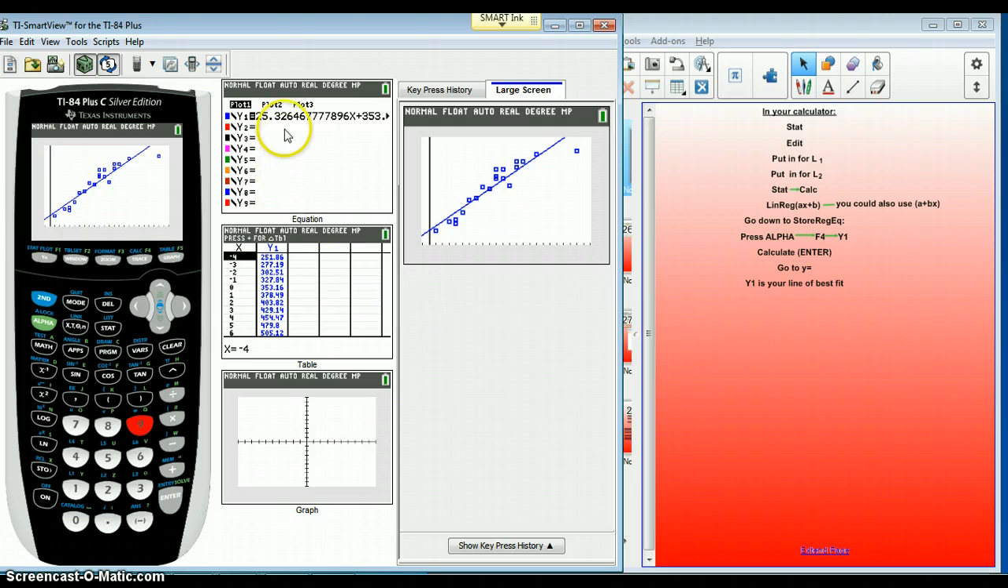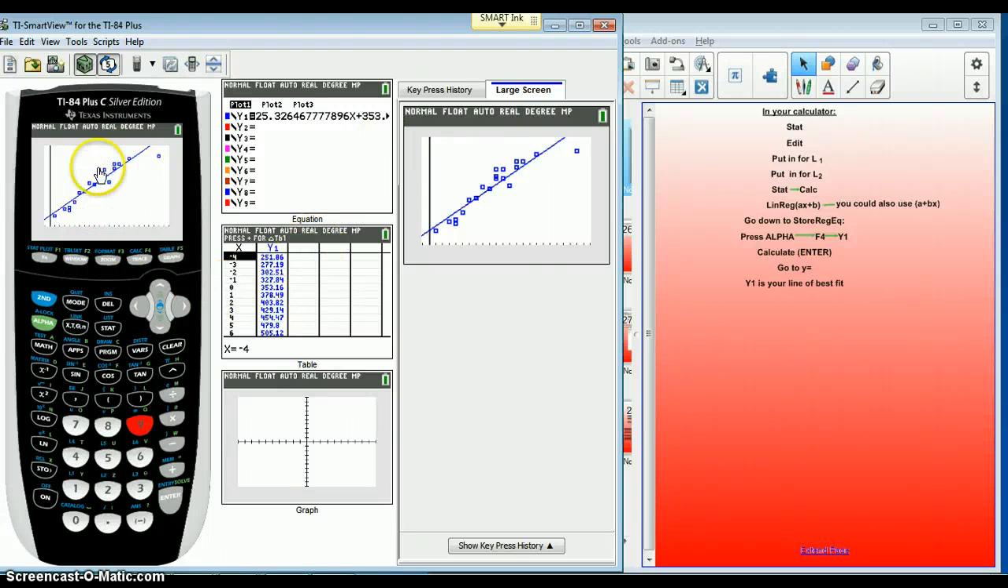Most questions will say round to the nearest 3 decimals, so everything will be rounded to the nearest 3 decimals. We'll talk about how to change that in the calculator as well, but for now, just knowing the process is what I want to come out of this video.